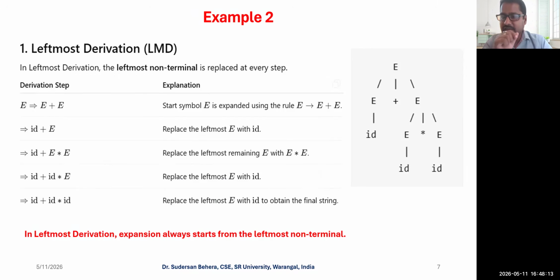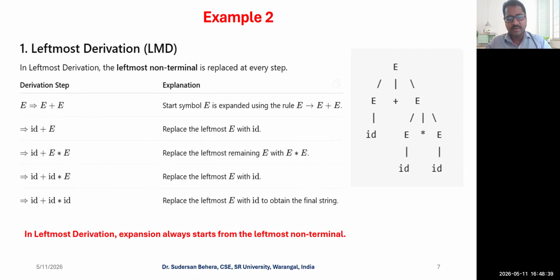Now again, how many E's are there? Capital E is 2. Okay, ID plus, after that, the immediate E is the leftmost E. So replace it with the right production. What will be the right production you would like to choose? Here ID. If you choose ID, then your string becomes ID plus ID into capital E.